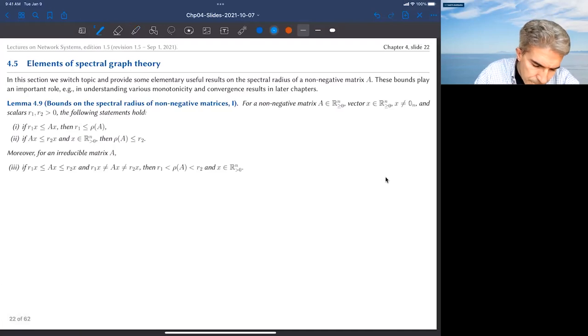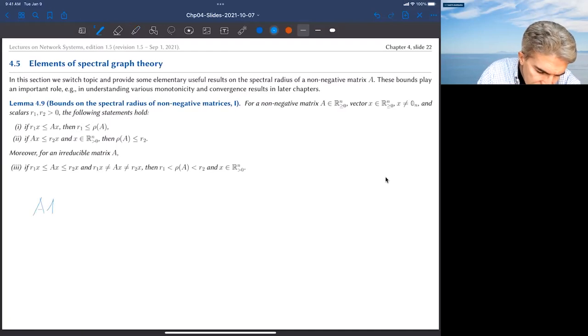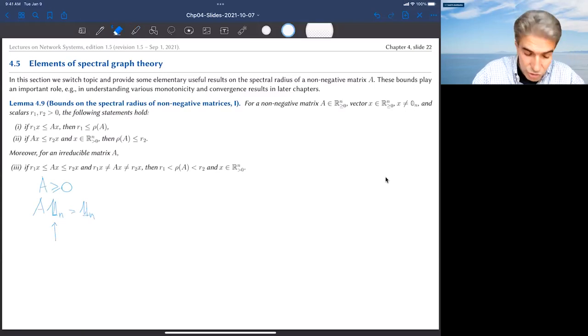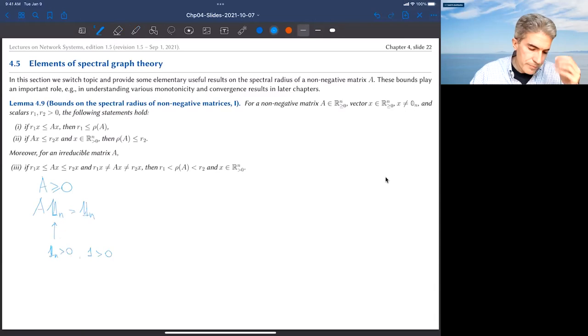Let's remember one thing. A row stochastic matrix has this property. A is non-negative, and it has an eigenvector 1n, which is positive, and also the eigenvalue 1 is positive. And by the way, we've seen that if those are the properties, then the spectral radius of A is equal to 1.